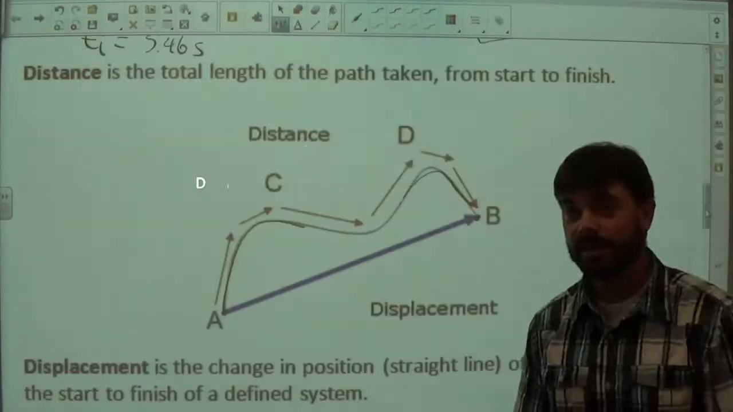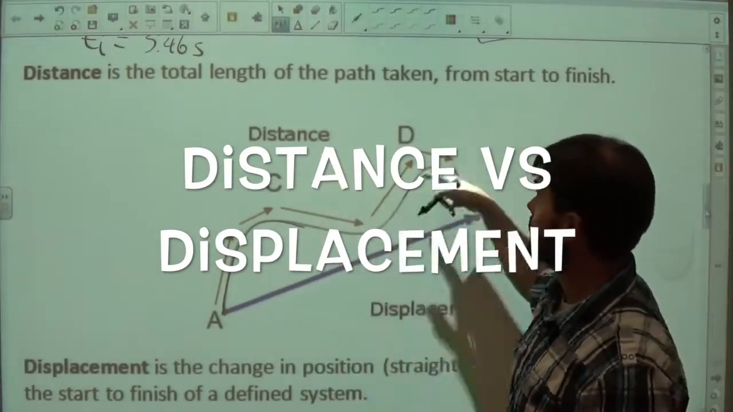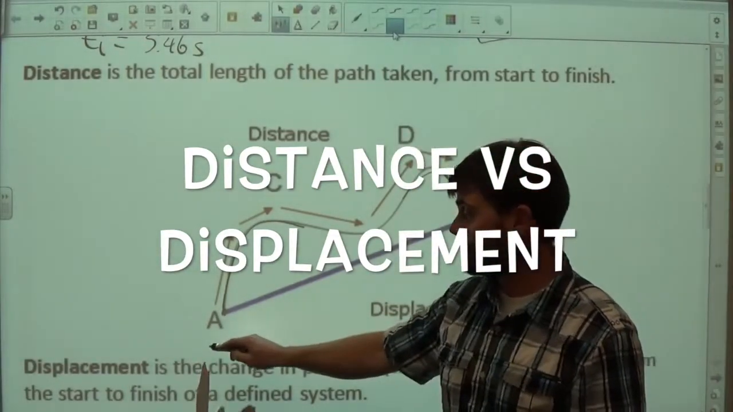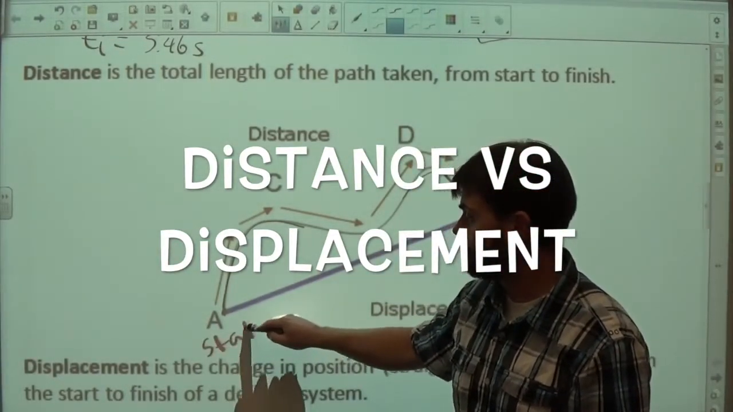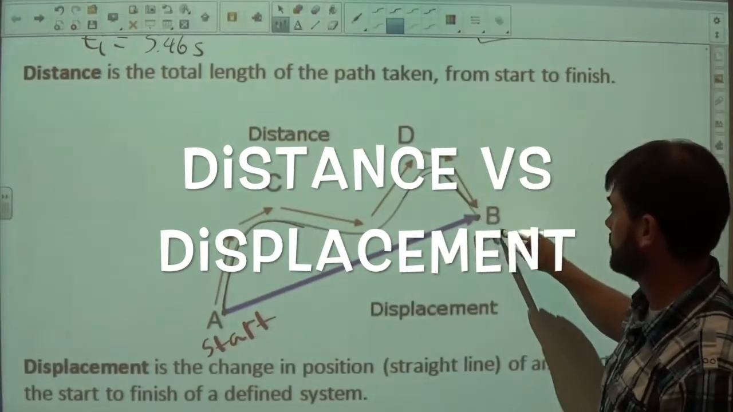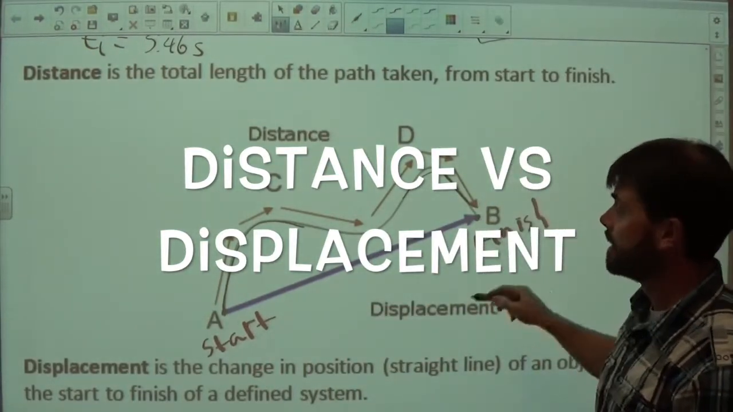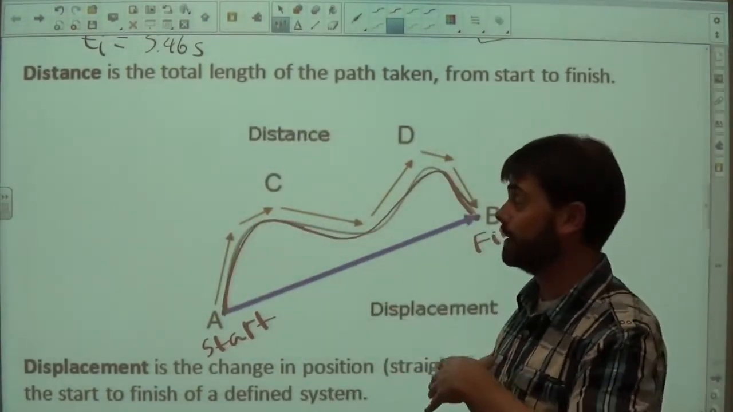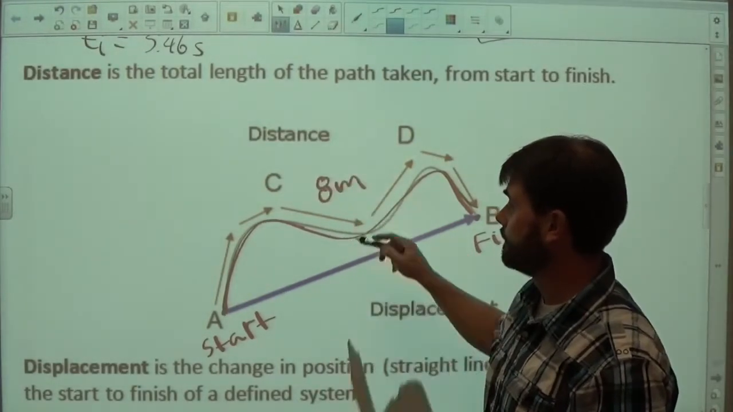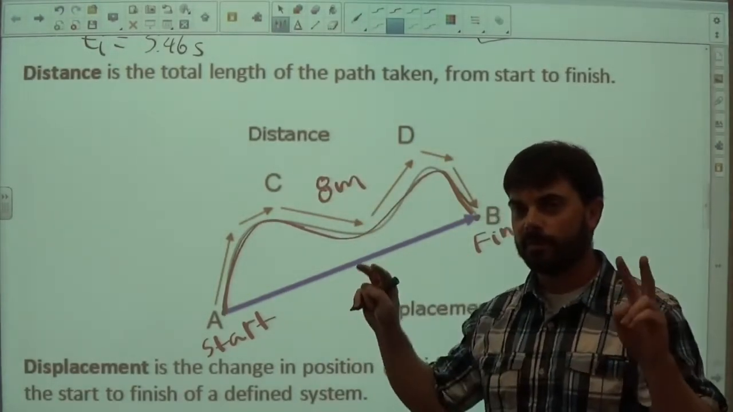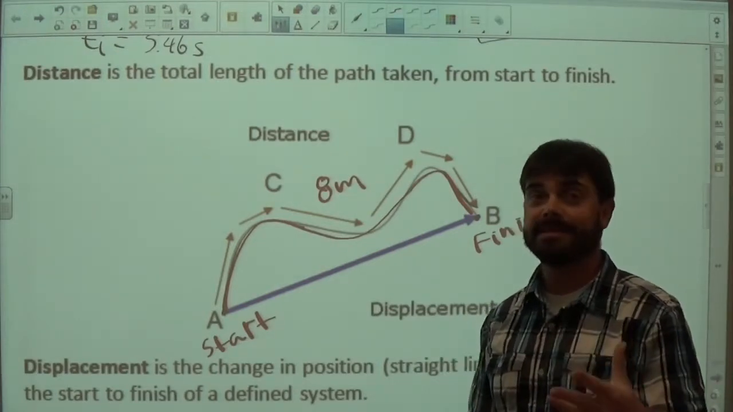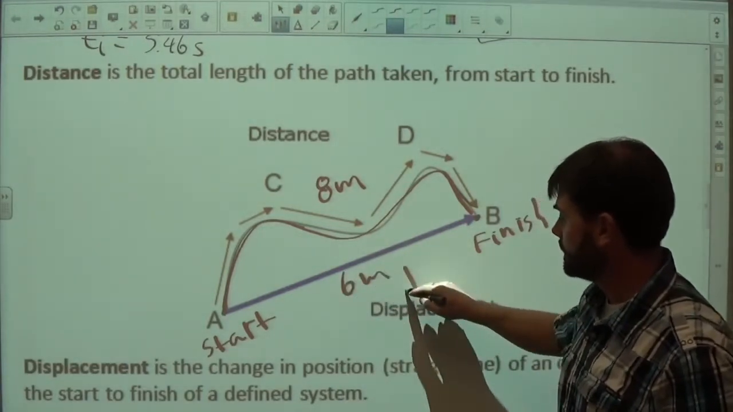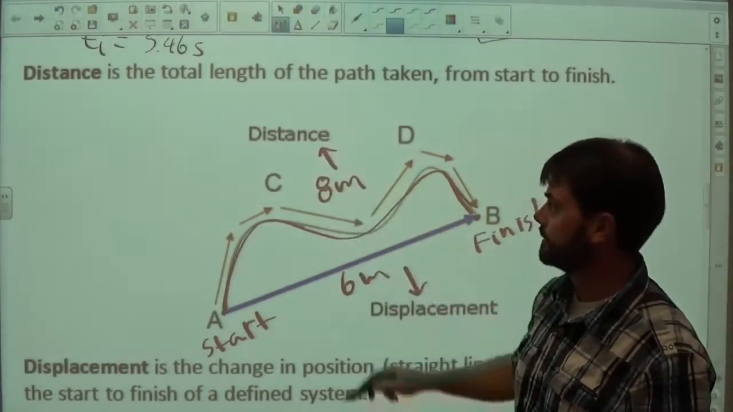Pretty straightforward. Basically put, distance is the length of the path traveled, and displacement is the straight line distance between the two. If our start point is position A, and our finish point is position B, if I walked all the way down this path, not taking a straight path from A to B, maybe this is a distance of 8 meters, but from start to finish, if the distance as the crow flies, or straight line distance between the two, is only 6 meters, this is known as the displacement and this is known as the distance.